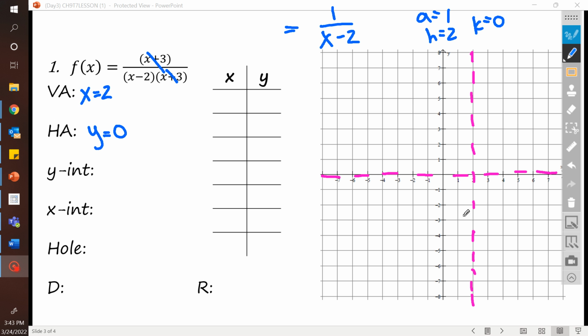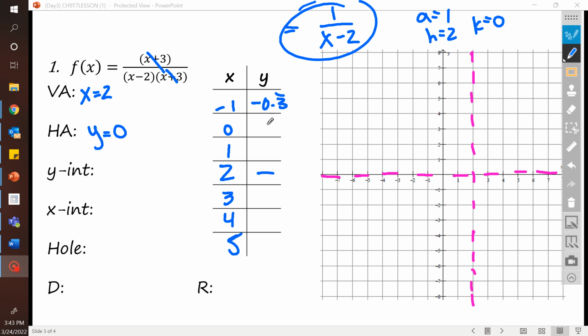Now I can build my table around my asymptote. My vertical asymptote is at 2, and I can build my table around that by plugging the values into this equation here and figuring out what their corresponding outputs are. So plugging in negative 1, 1 over negative 3, so negative a third. Plug in 0, 1 over negative 2, so negative a half. Plug in 1, 1 over negative 1, so negative 1. Plug in 3, 1 over 1, which is 1. Plug in 4, 1 over 2, which is a half. Plug in 5, 1 over 3, which is a third.